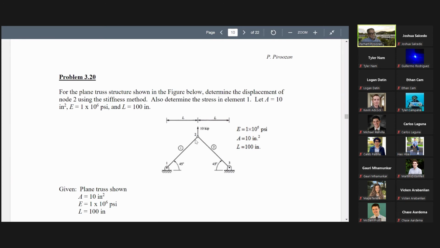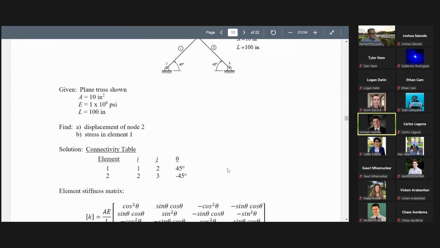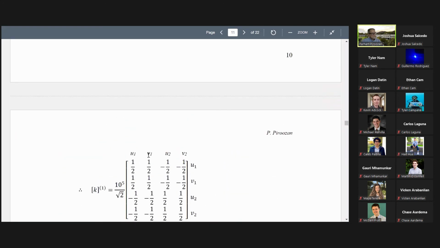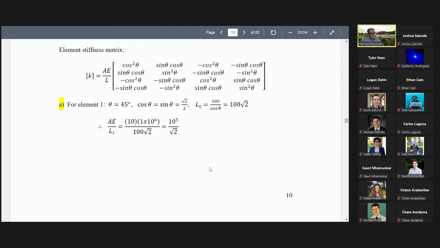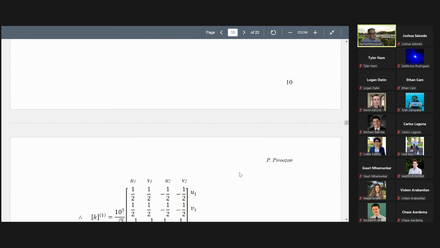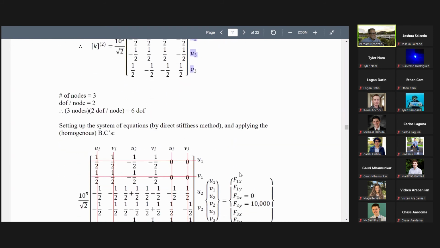How many nodes do we have in this problem? 3. How many degrees of freedom per node? Each node has 2. You see that here always U1, V1, U2, V2. So each node has a displacement in the X direction and a displacement in the Y direction. So 3 nodes, 2 degrees of freedom per node makes it 6 by 6. So our global stiffness matrix should be 6 by 6.